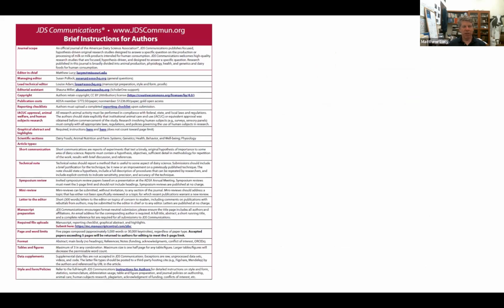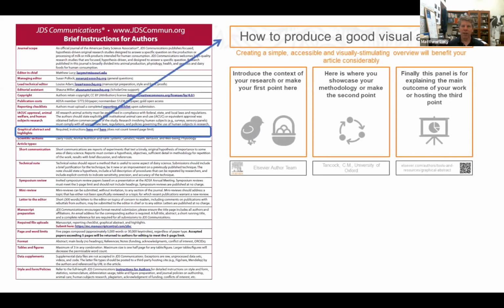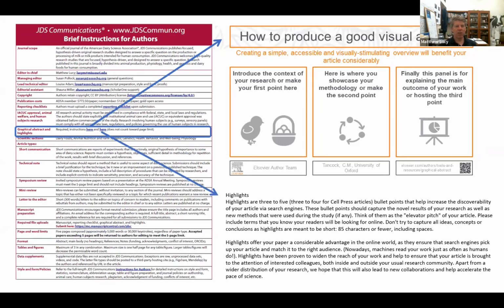So for help with graphical abstracts, we've got a couple of experts here. We're going to talk about it with you, but in our instructions for authors, we do provide some links to information that Elsevier puts out on how to produce a good visual graphical abstract. And they also have some recommendations for your highlights. So Elsevier does have some content online that can help you, so you always can go there to have a look.